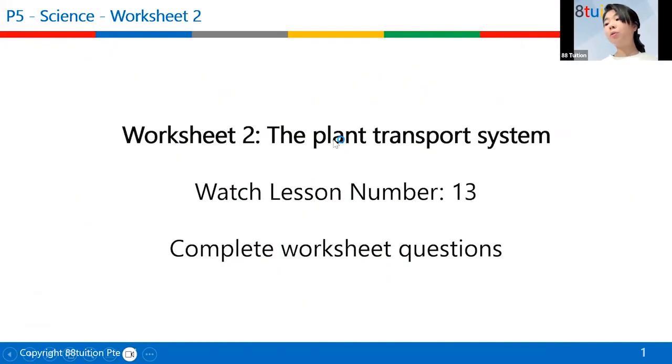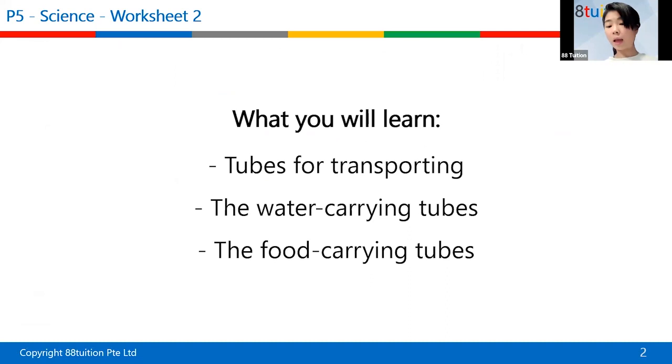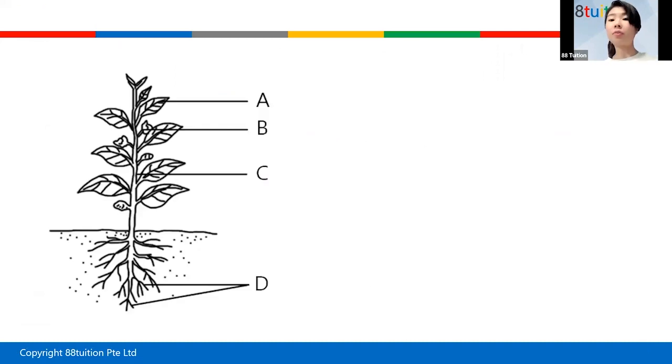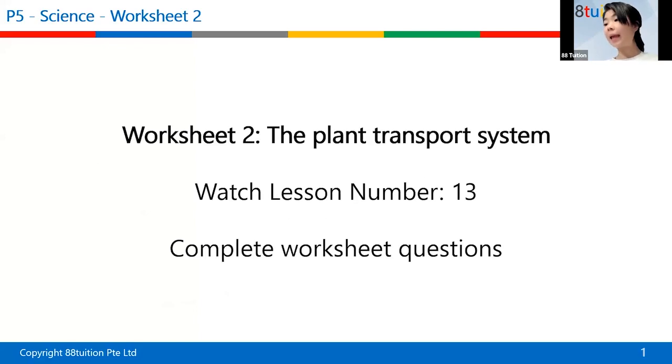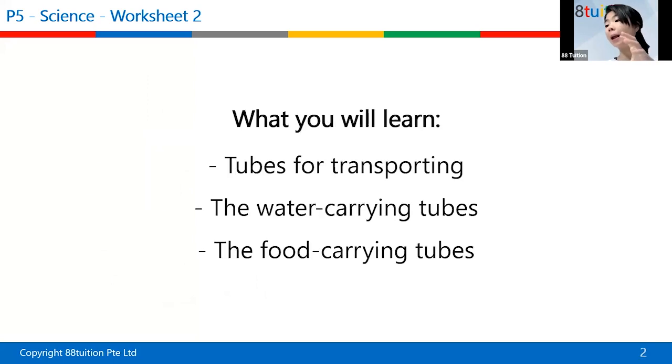Basically, I will do a revision on the parts of the plant. This is actually a P3 topic. After that, we will go into the P4 topic. After that, we will go into the newer part about the transport tubes that are inside the plant. So we will just start with a revision for the P4 topic first.